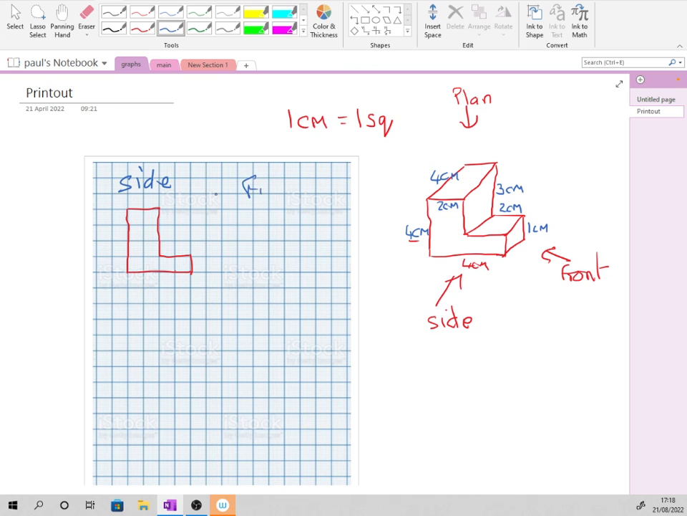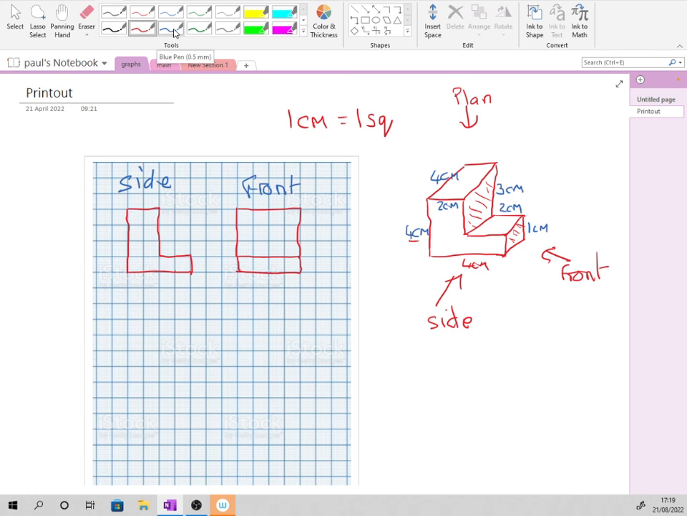From the front, we're going to see this one here, this one, and this one only. We won't see anything else. So this is 1 by 4. So we've got 1, 2, 3, 4, and 1 there. And the bit up there that we see is 3 by 1. So that's what we'll see from the front.